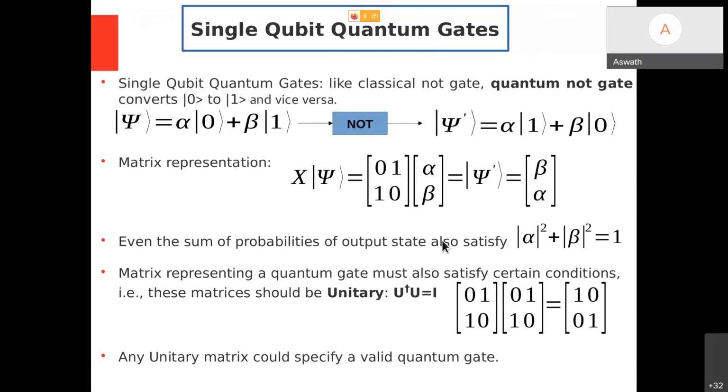Okay, so let's get back to the operations between quantum states, right?